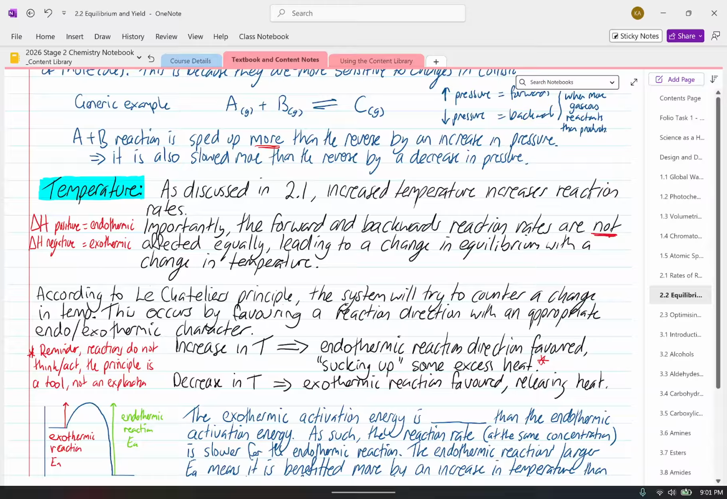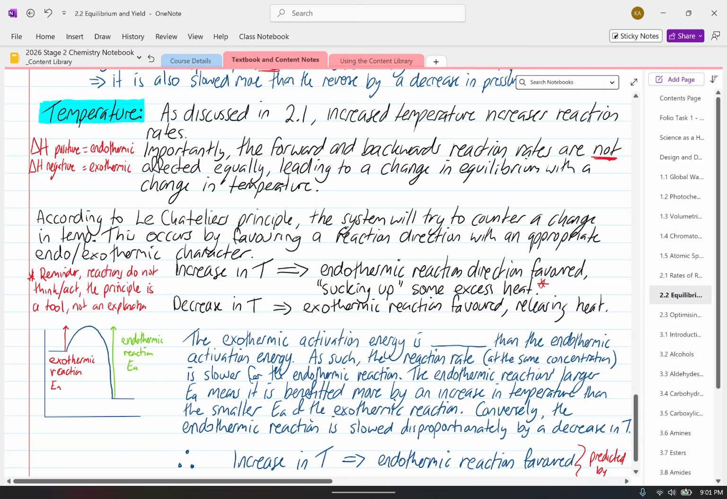Now we know if an exothermic reaction happens, it's going to make the reaction system warmer. So if we heat up a reaction, it's going to prefer the endothermic reaction, which will act to decrease that temperature. So again, that is not the explanation, because Le Chatelier's principle is not an explanation, it's just a prediction. Reactions don't really do things for any particular purpose, but again, it's a tool to use.